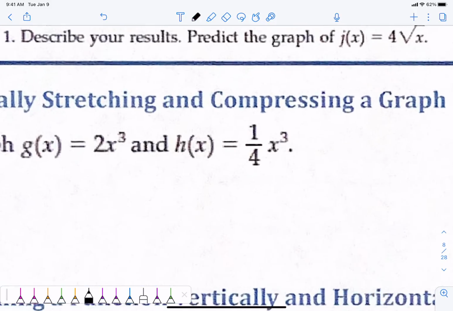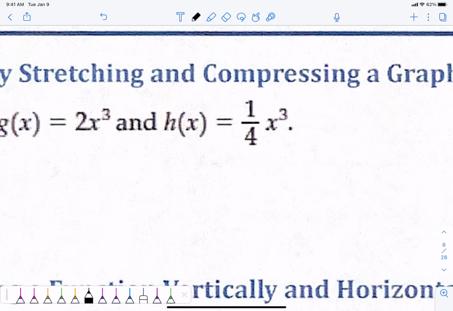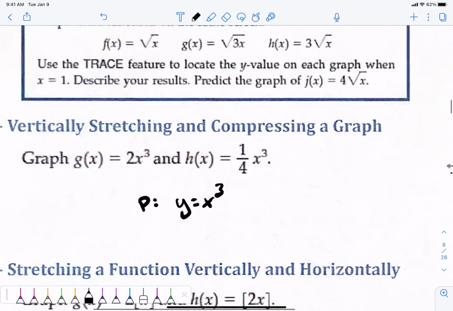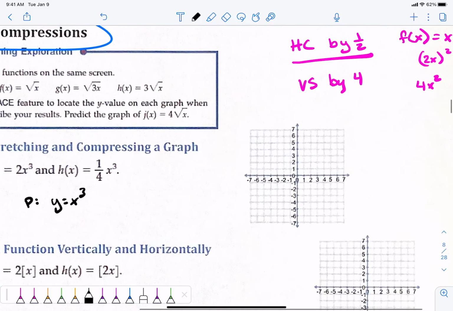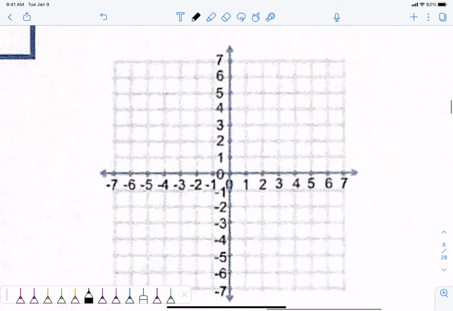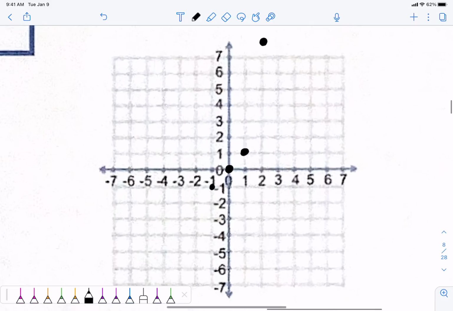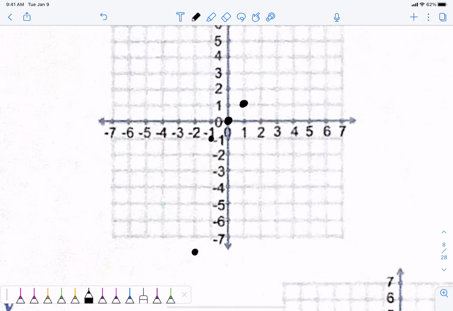Let's go to this one. Looking at these two right here, 2x cubed and 1/4 x cubed. What's the parent? x cubed. y equals x cubed. What does it look like if you graph it? It starts at 0, and I'm going to plot some actual numbers. If I take 1 and cube it, it is 1. If I take 2 and cube it, it is 8. If I take -1 and cube it, it's -1. If I take -2 and cube it, it's -8. So this is the parent.